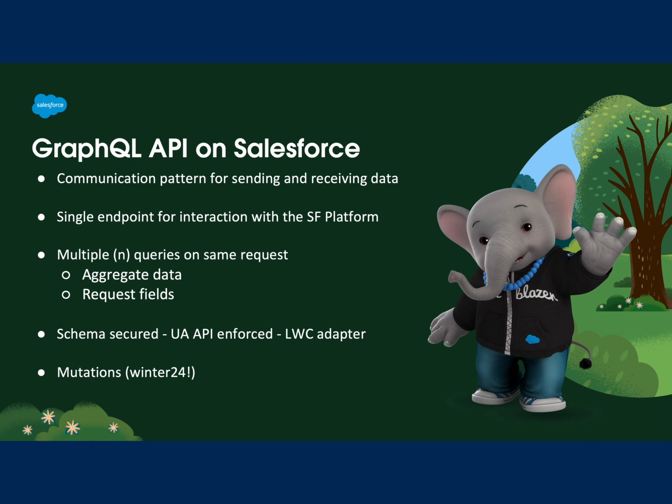In terms of security, all of the GraphQL queries are UI API enforced. This means that the results of your query will depend on your object access and your record access, so your sharing model. We also offer support for LWC. This is a really, really important feature. We are supporting generally available GraphQL over the LWC adapter as a wired variable. That's a really important feature we have. And we are also introducing mutations in Winter '24, which is the reason we are using a new pre-release org.